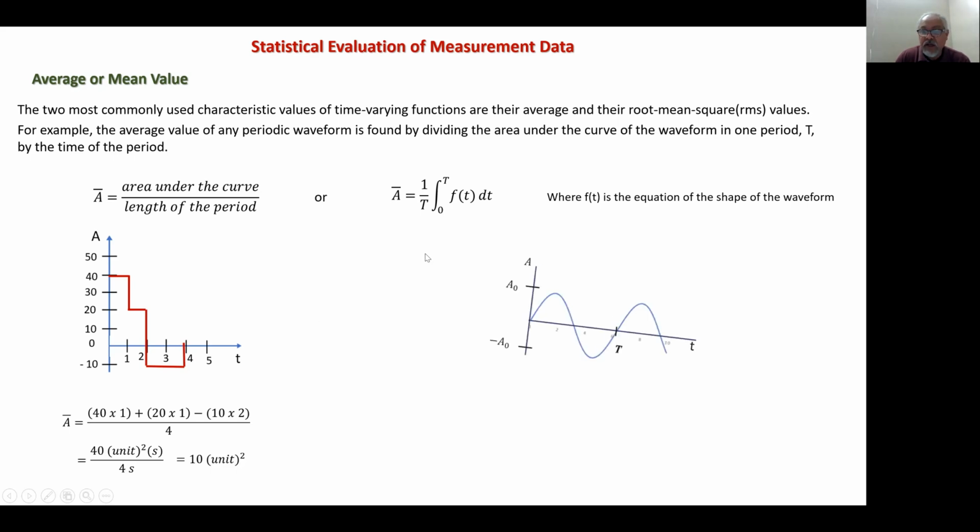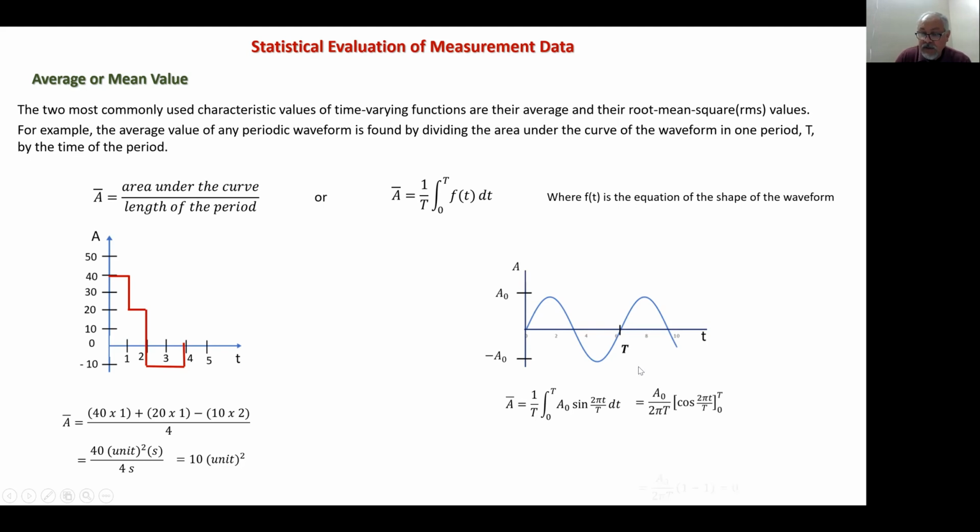This is again different ways how we can calculate the average. Imagine that we have a sine cosine function, like in this case, we have a sine function. What should be the average? Well, let's use the formula for averages. It's going to be 1 over the period times the integral from 0 to T of the sine function, A naught, the amplitude, times sine of 2 pi t divided by the period, dt. When we do the calculations, the integral is found that the average is 0. Actually, you can see the average is 0 from the figure and also from the calculations.